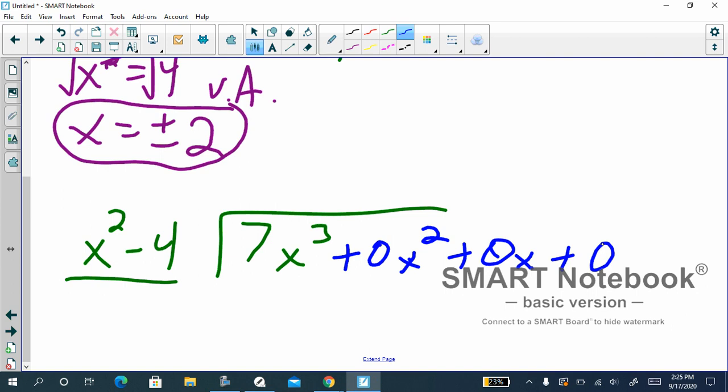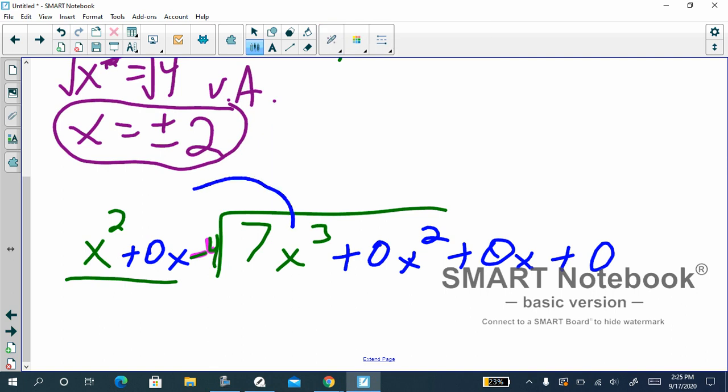And out front, we have no x's to the first. So no x's, minus 4. Whoops. Minus 4. So really it's just 7x cubed divided by x squared minus 4. But we put placeholders so that our columns would line up.